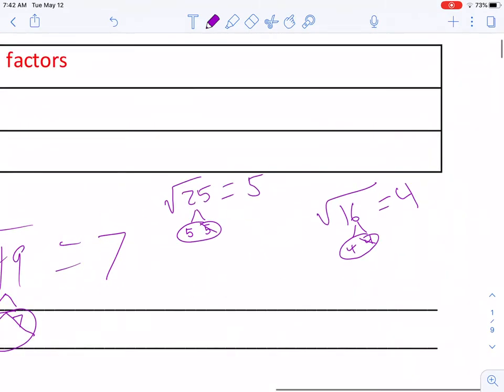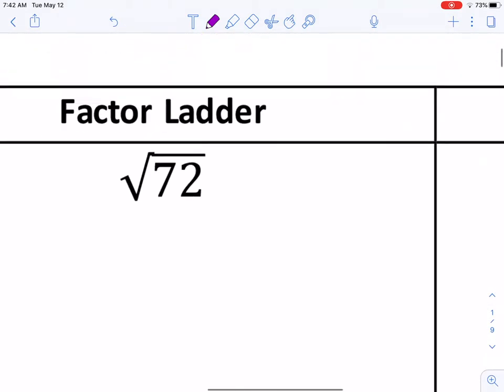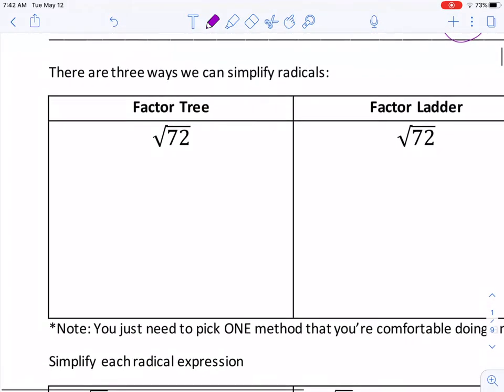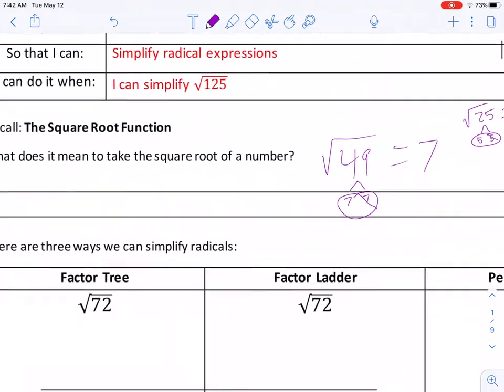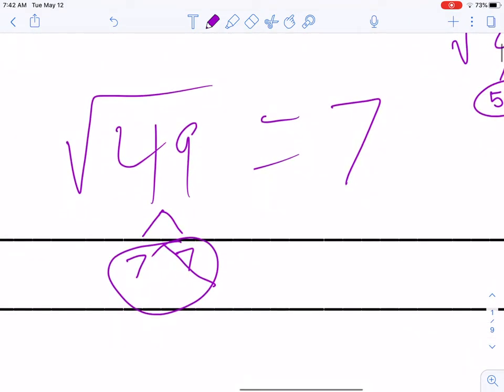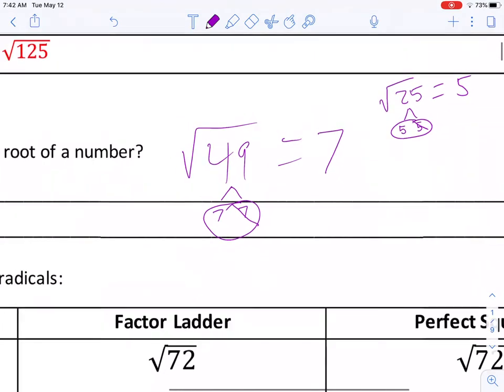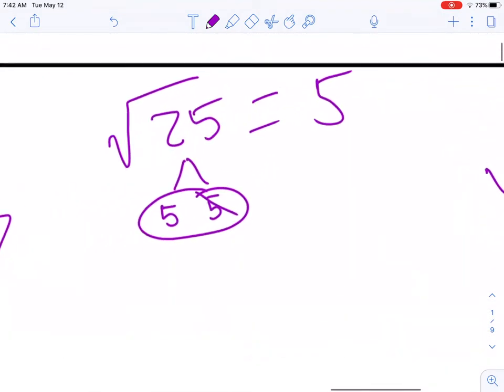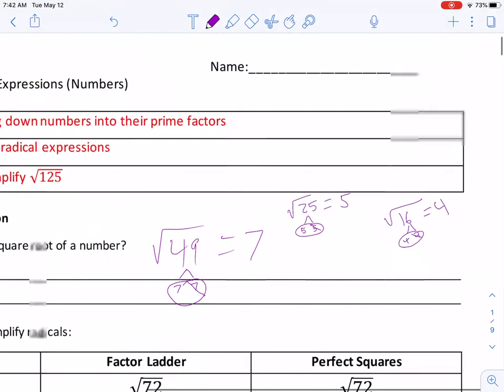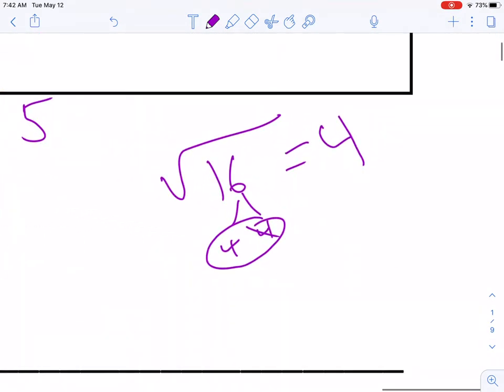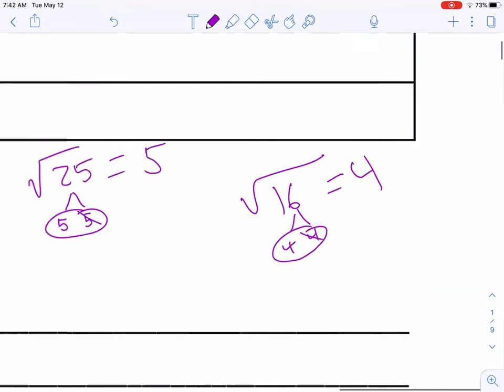I like to tell a little story about jailbreak and how you need partners. So you need groups of 2 in order to break out of jail. So one of those numbers from the groups of 2 gets out. One of these numbers from the groups of 5 gets out. One of these 4s from our group of 4s gets out.